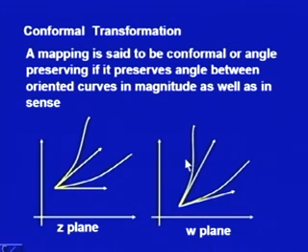when these two curves map to this curve and this curve in the w plane, their angles are preserved. So, if this angle is theta, this angle is also theta. They are preserved in magnitude as well as in sense. In sense means that if we measure the angle from C1 to C2, here also we will measure the angle from C1 to C2. So, if this angle is clockwise, then this will also be clockwise. That is the meaning of an angle preserving transformation, or we call it a conformal transformation.